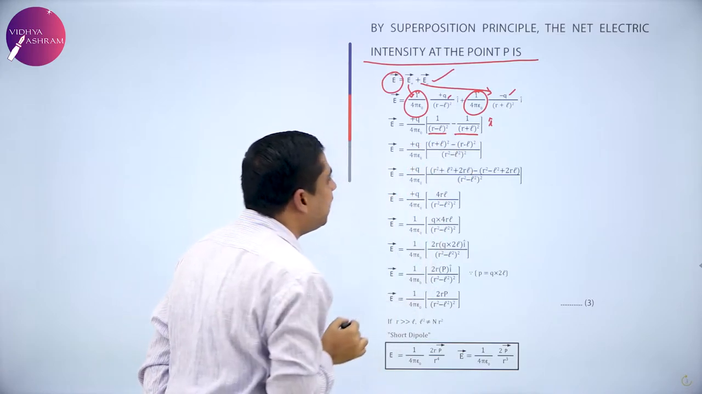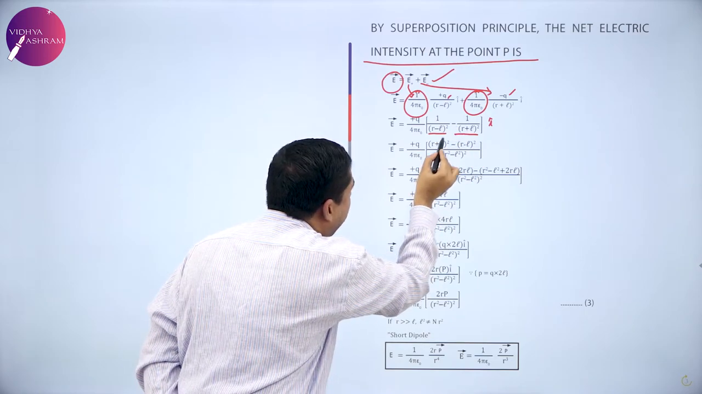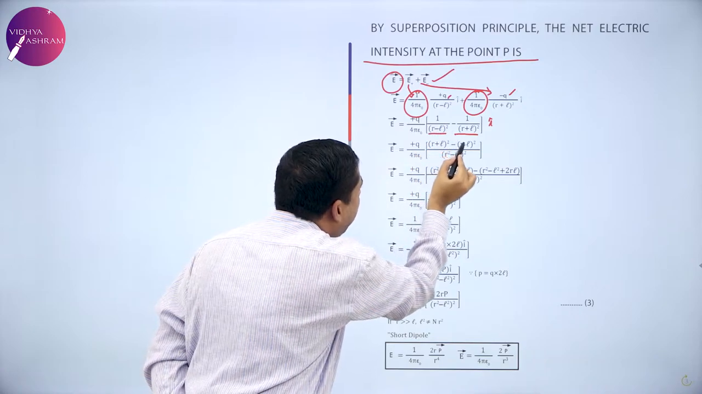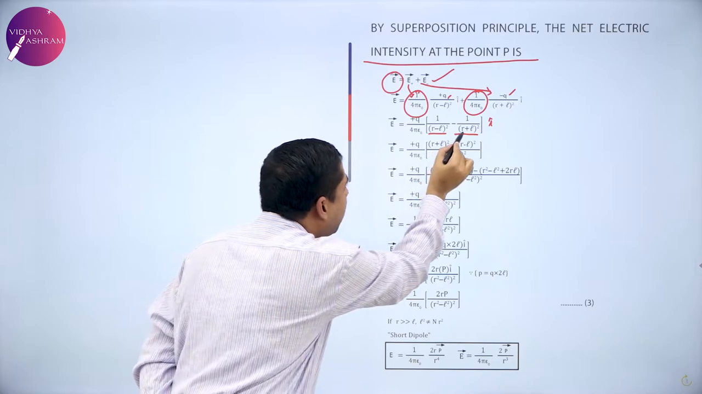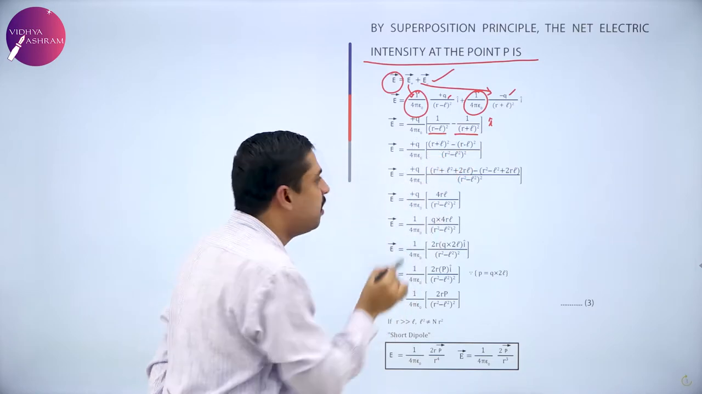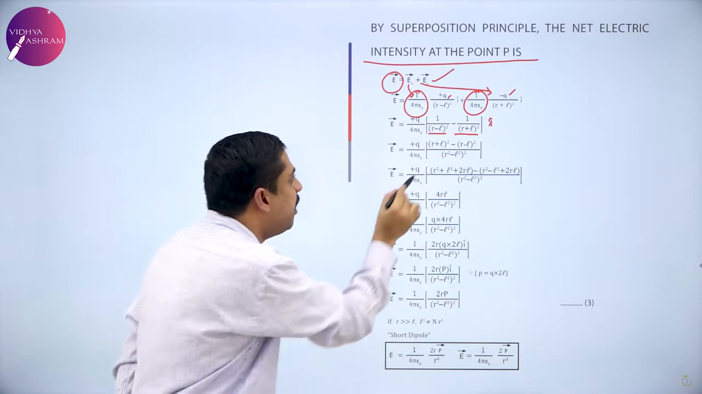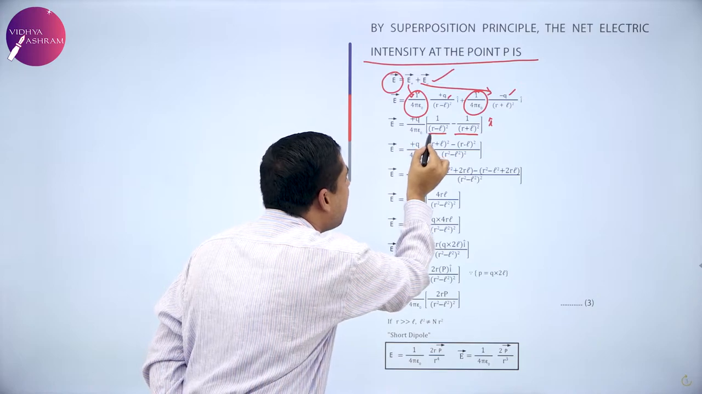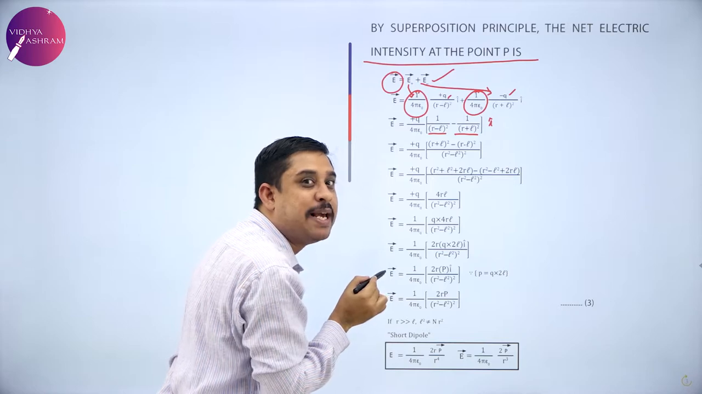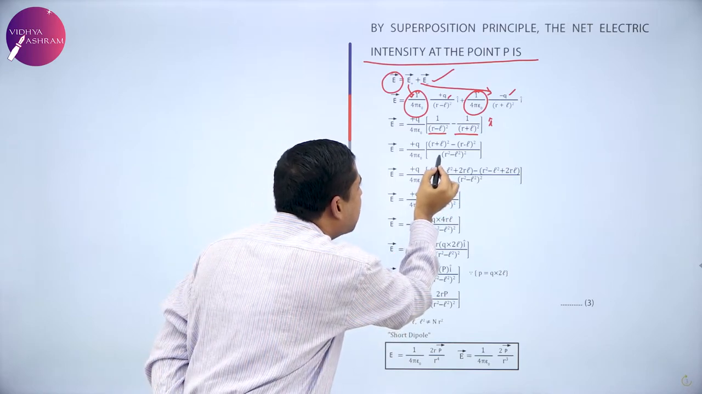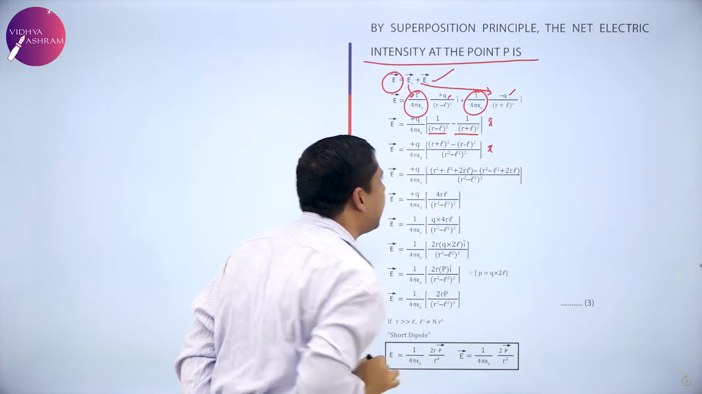Now cross multiply the terms. R plus L whole square minus R minus L whole square. When you simplify the denominator, A minus B whole square into A plus B whole square, A square minus B square the whole square. So it is R square minus L square the whole square with an I cap.